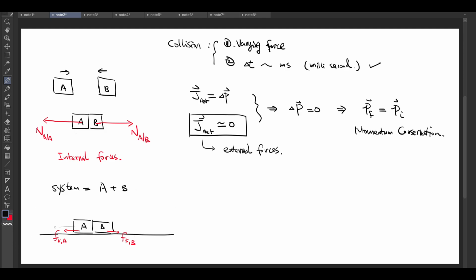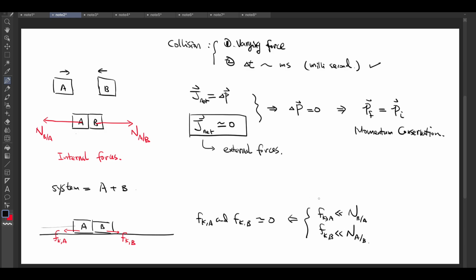We're going to say these two forces are almost zero, in the sense that these frictions are much smaller than the normal force. So that's how we can neglect them.